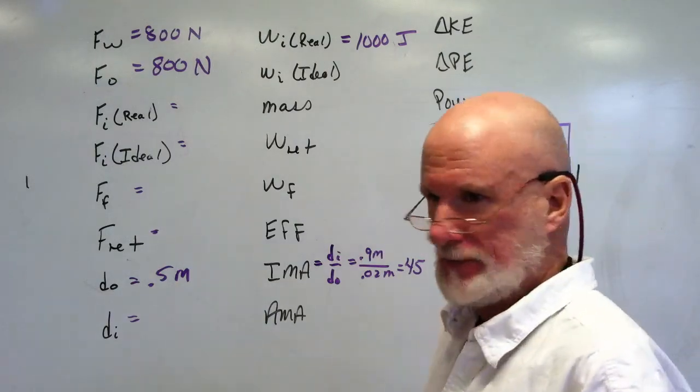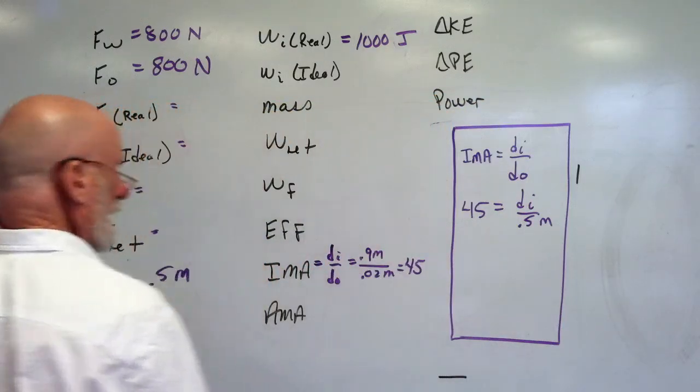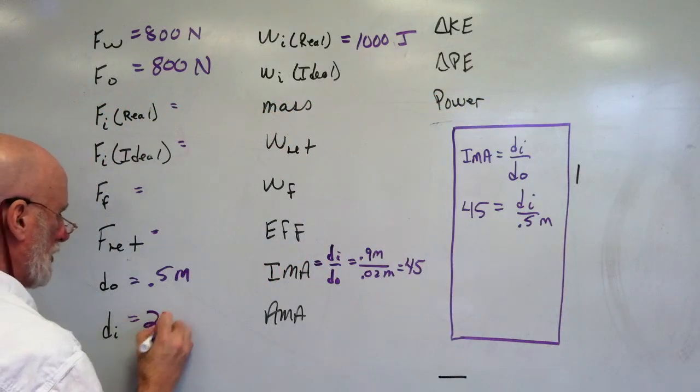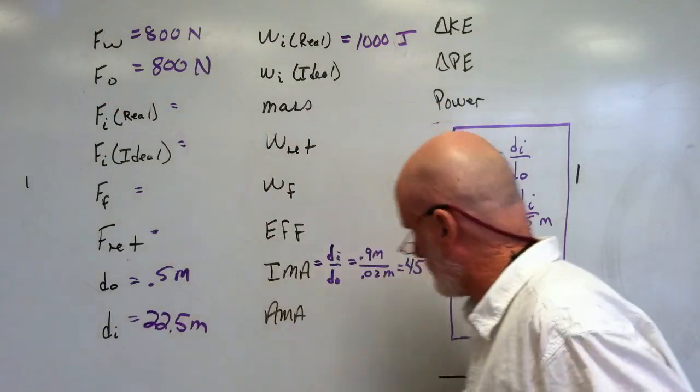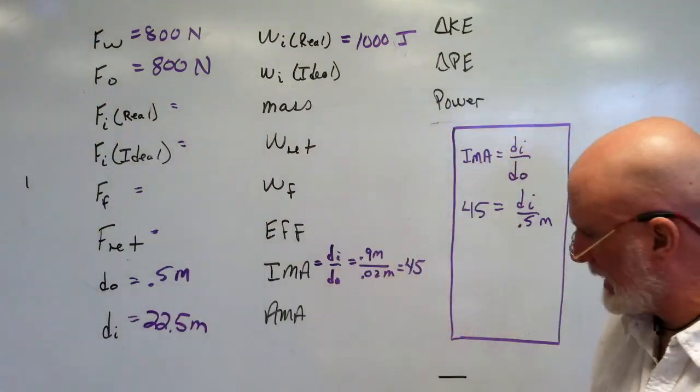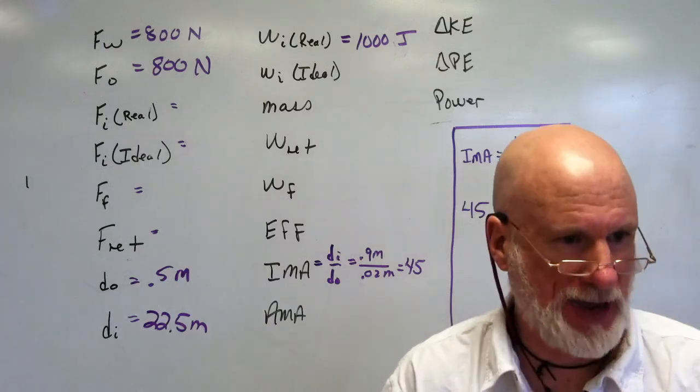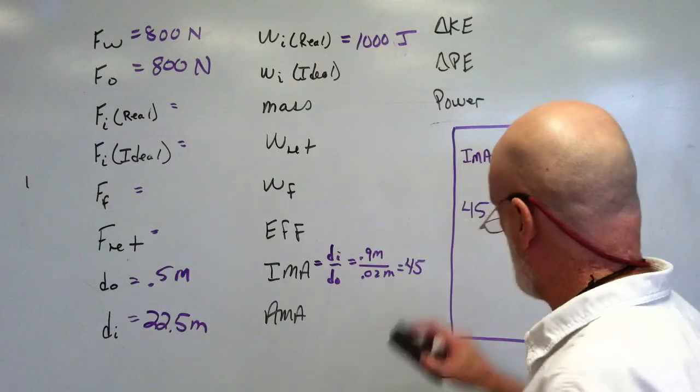So then, for this particular experiment, my DI must be 22.5. Do you see that, Jack? Yes. Okay, so my DI is going to be 22.5 meters. Can I erase some of this here? Mind if I erase that? So I know that the IMA is 45. Are you okay with that? Yes. Okay, good.